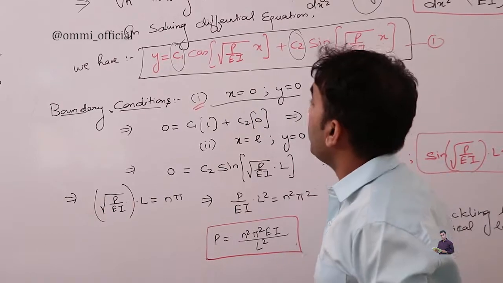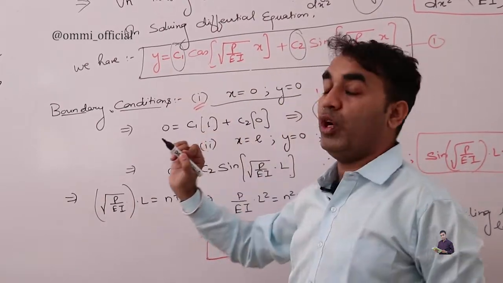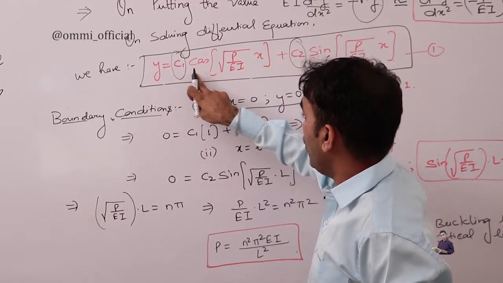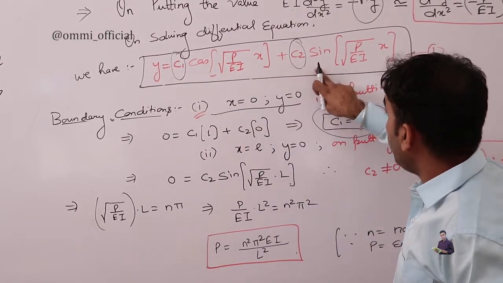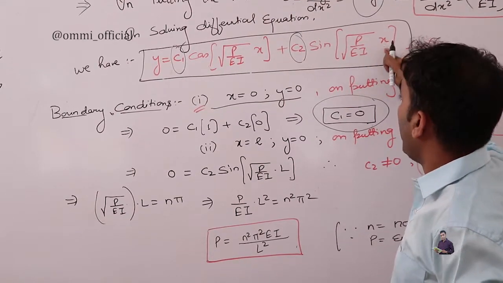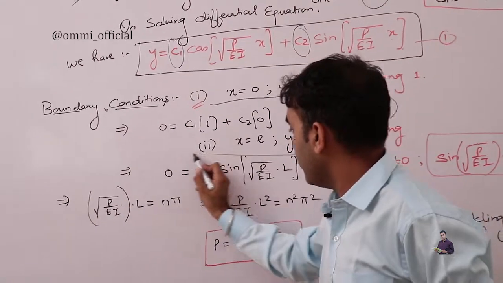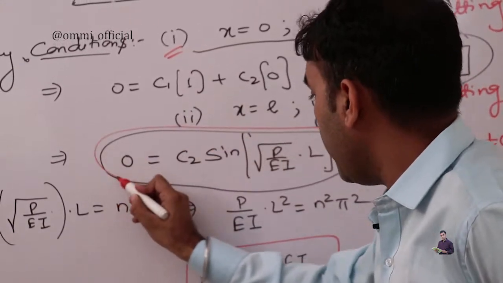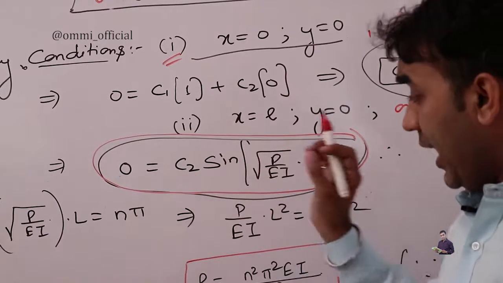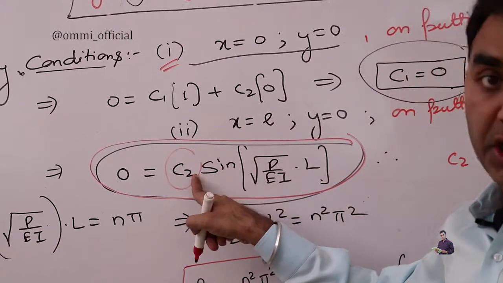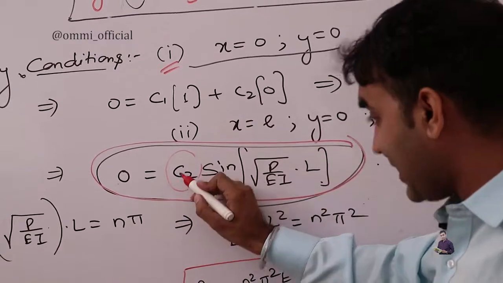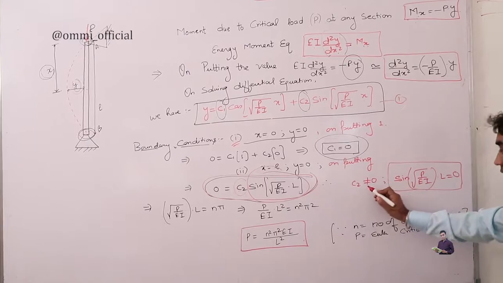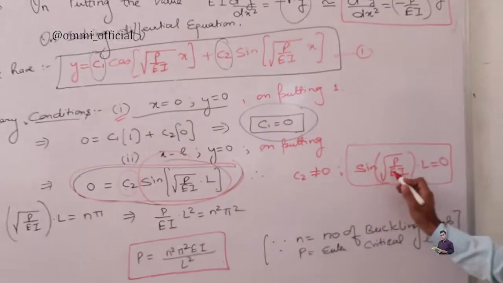Moving on to the second boundary condition, x is equal to L and y is equal to 0. C1 is already 0, so 0 equals C2 into sin (under root of P upon EI into L). Now we come to this conclusion. This is our conclusion, which I have marked with another color. It is not possible that C2 should be equal to 0. So C2 should not be equal to 0, which means the sin (under root of P upon EI into L) should be equal to 0.